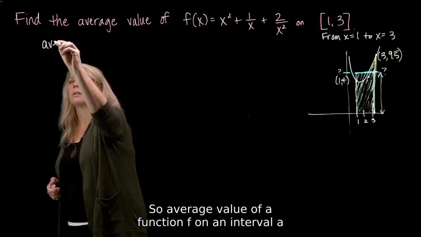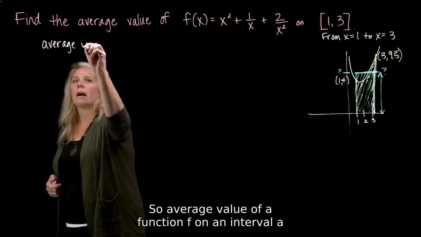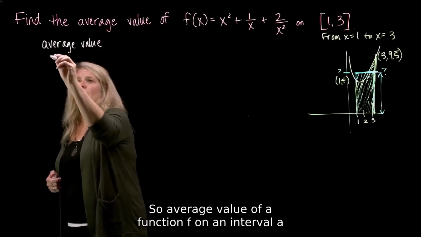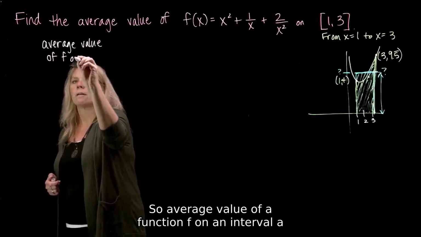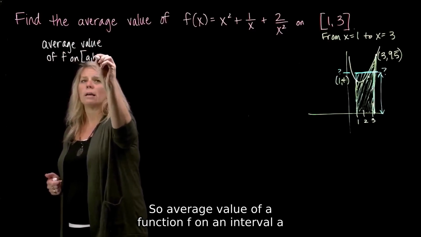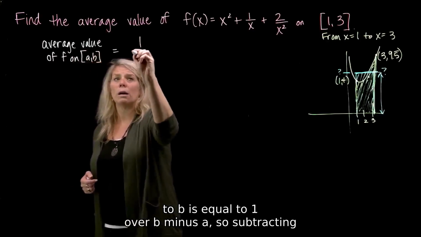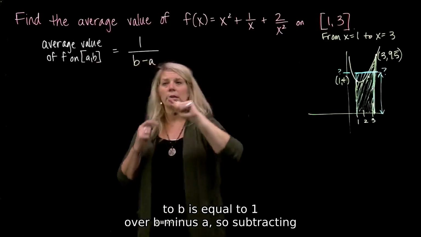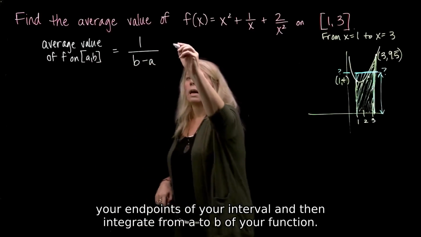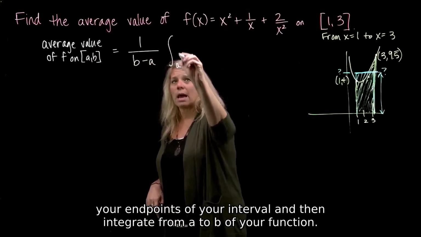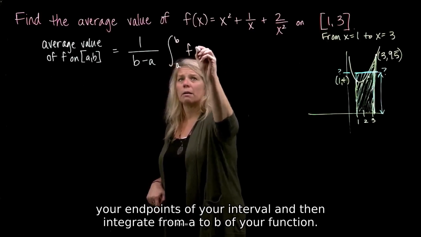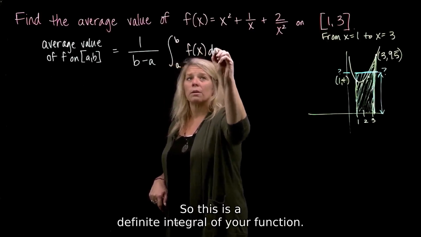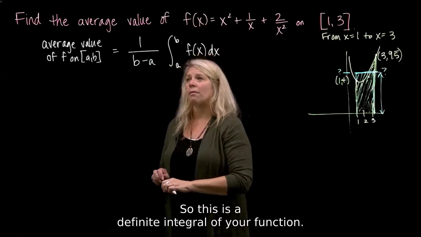So the average value of a function f on an interval a to b is equal to 1 over b minus a, so subtracting your endpoints of your interval, and then integrate from a to b of your function. So this is a definite integral of your function.